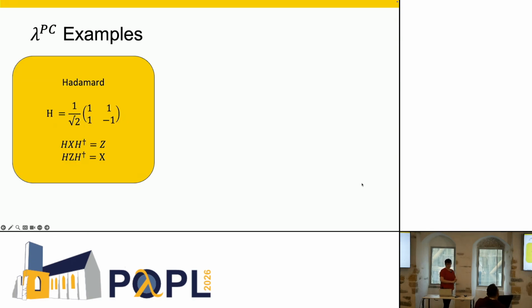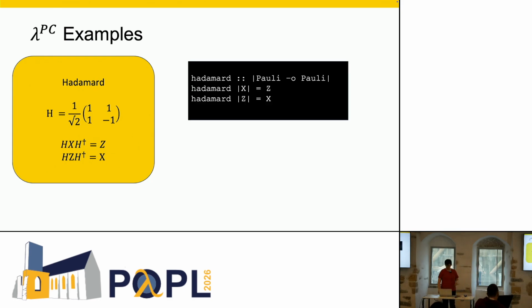So let's think about the Hadamard operation as a projective Clifford. So this is the usual Hadamard unitary, right? And we can tell that it's Clifford because if you compute out what it does to x and to z, we can see that we still get Paulis at the end. It sends x to z and z to x. Okay, well, here's how we would write that in LambdaPC.